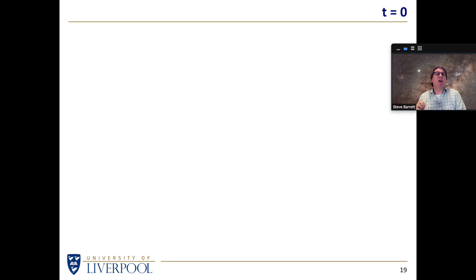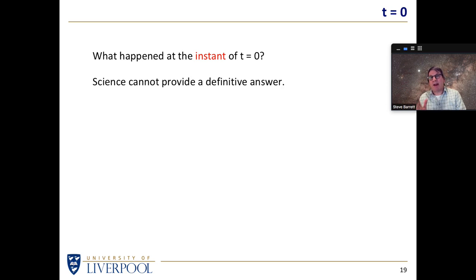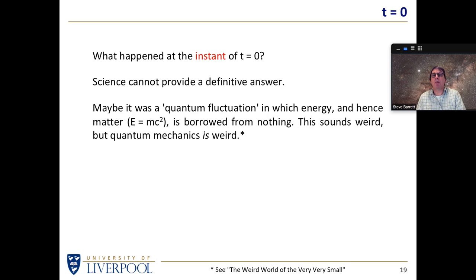The problem is, where do we start? At t equals 0. What happened at the instant of the Big Bang? Well, I've already said that we can go back in time to a very small fraction of a second, up to t equals 0. But strictly speaking, we can't say what happened at t equals 0. We can have ideas, we can have a hypothesis, we can have theories, but we cannot provide direct evidence to say what actually happened at t equals 0.